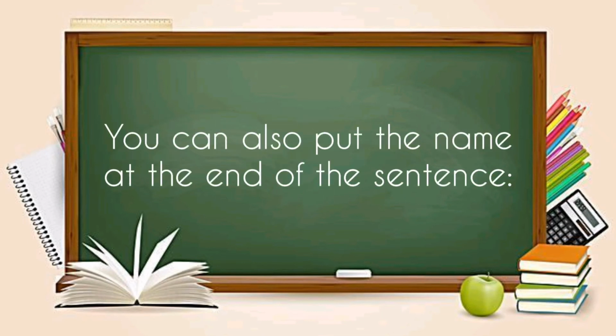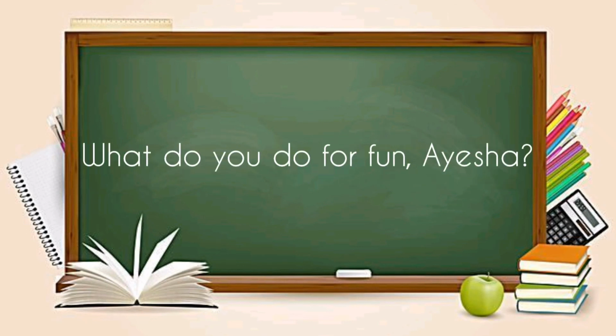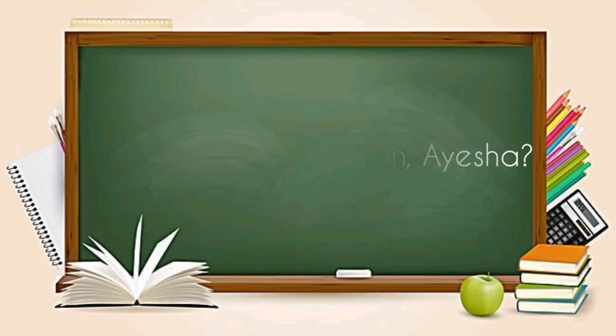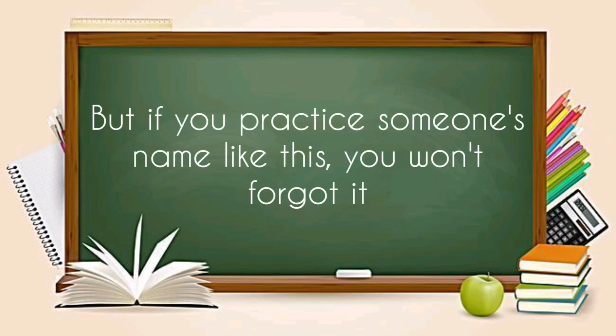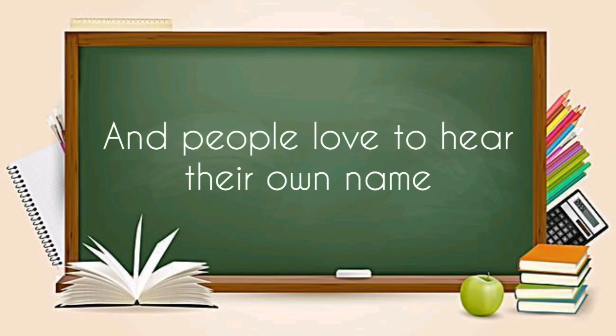You can also put the name at the end of the sentence. "What do you do for fun, Aisha?" You do not want to say the person's name too often or it will sound a little strange. But if you practice someone's name like this, you won't forget it. And people love to hear their own name.